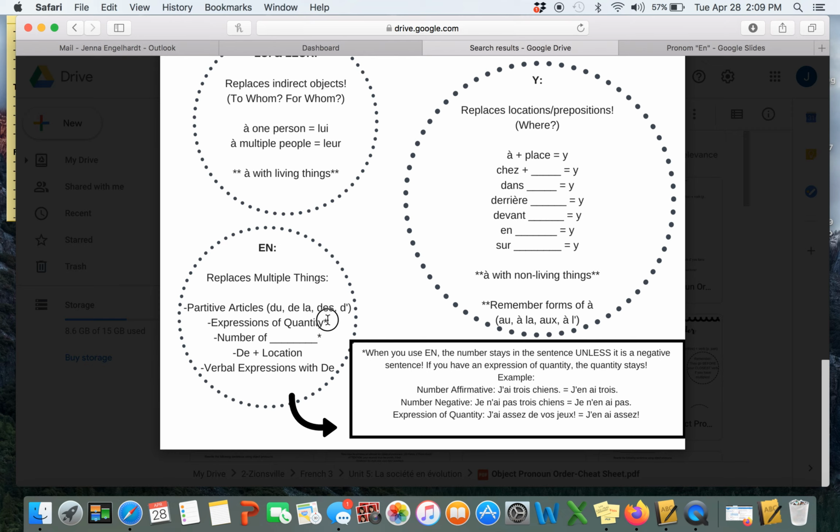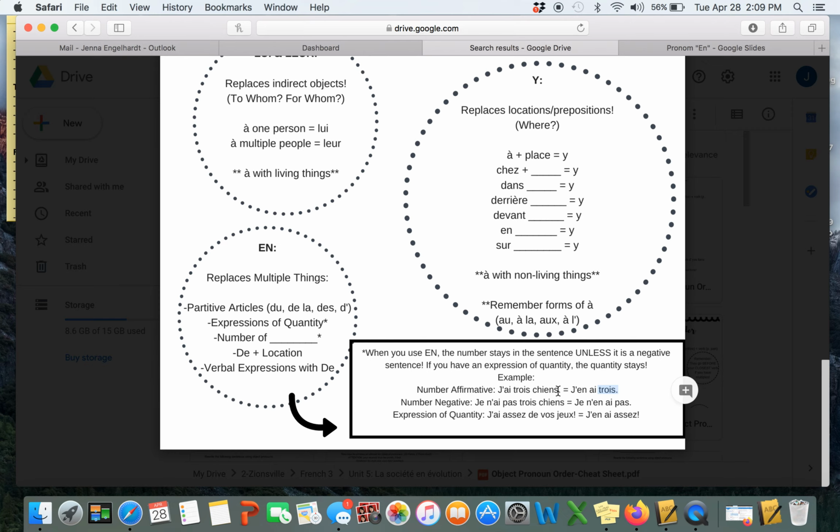If you see these two little stars right here, this box. When you use a number, the number or the expression of quantity is going to stay in the sentence unless it is negative. Now, there are examples here. A number: if I say j'ai 3 chiens, I have 3 dogs. When I replace this, find it, change it, move it, I'm going to say j'en ai 3. The number stays out. So you're not replacing the number, you're just replacing the object.